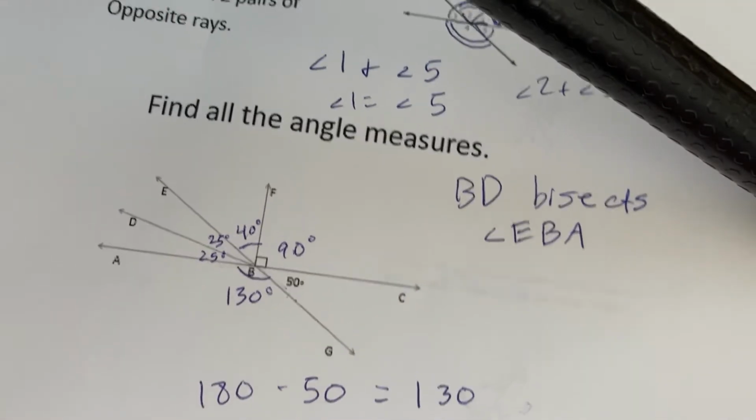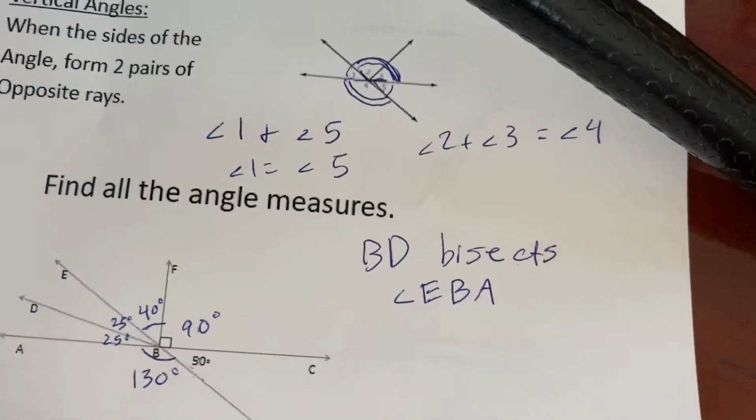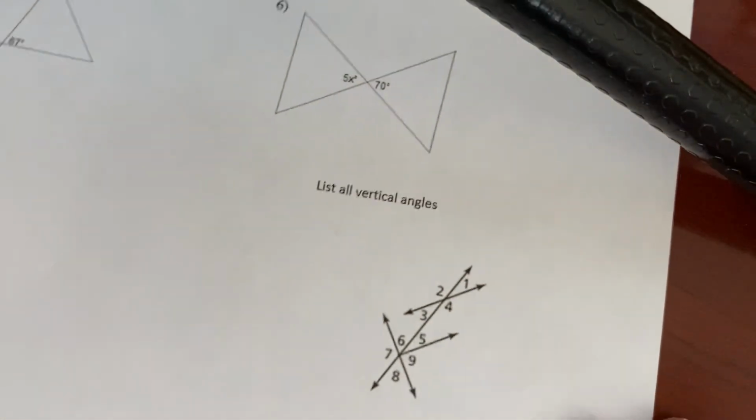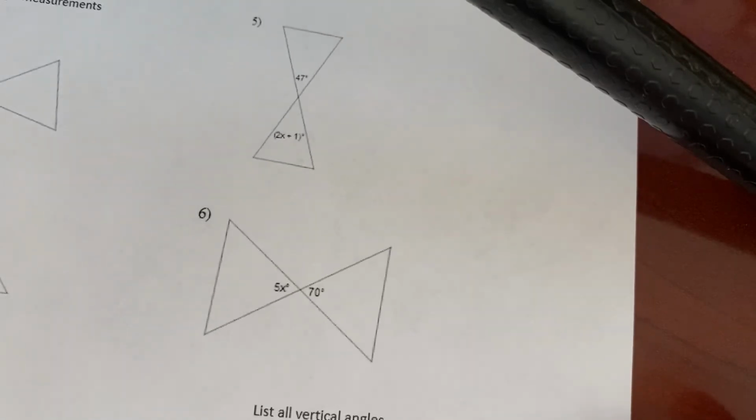So this is what you're going to be doing a lot when it comes to angles. You're going to be like, okay, find the rest of the angles and things like that. So vertical angles are pretty easy, pretty straightforward.